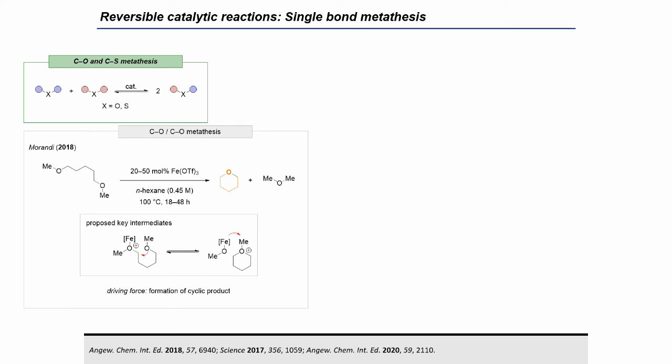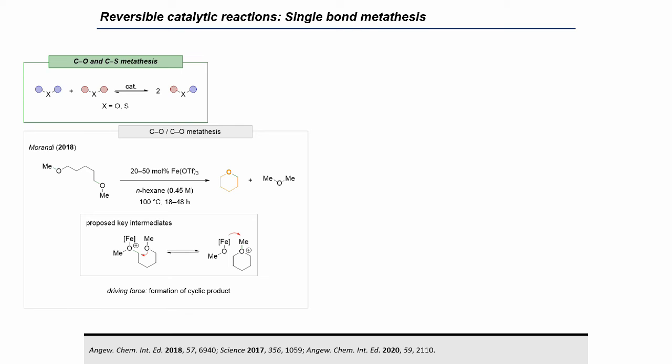They found that Lewis acidic iron(III) triflate could promote the cyclization of diethers to form cyclic ethers through a ring-closing C(sp3)–O metathesis. Although gaseous dimethyl ether is formed as the byproduct, the authors found that it is not necessarily the driving force of the reaction. In addition, attempts to perform the ring-opening metathesis of tetrahydropyran through reaction with dibutyl ether were unsuccessful.